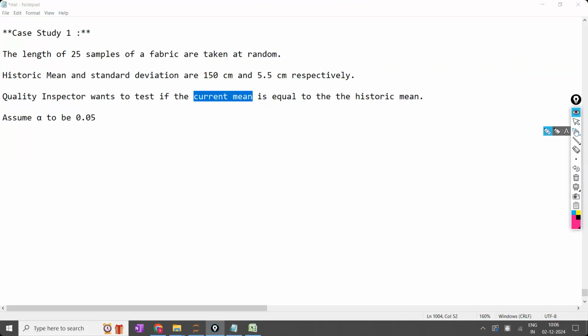Now, first, let's start with what is given every time. What is given?